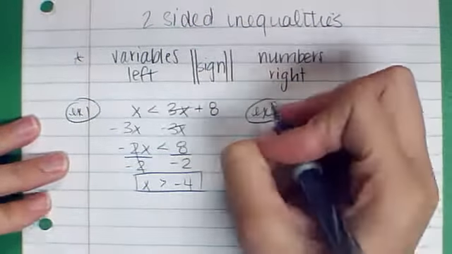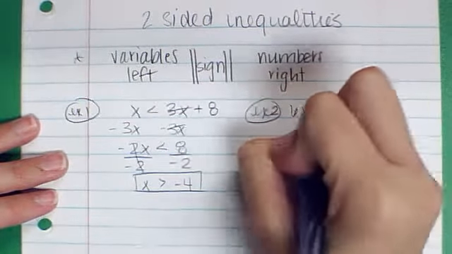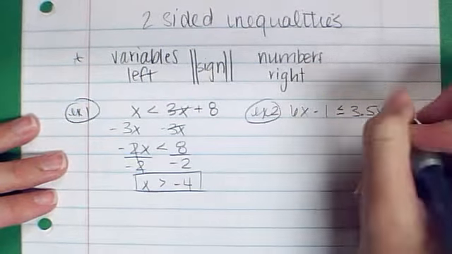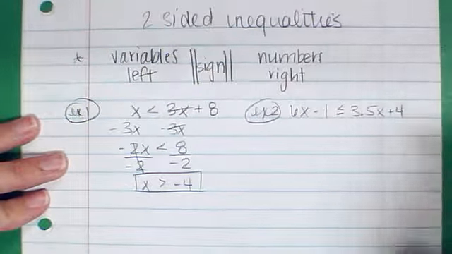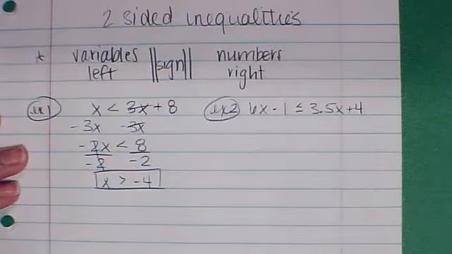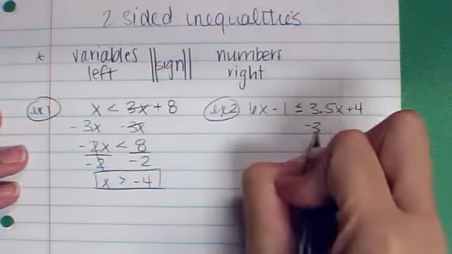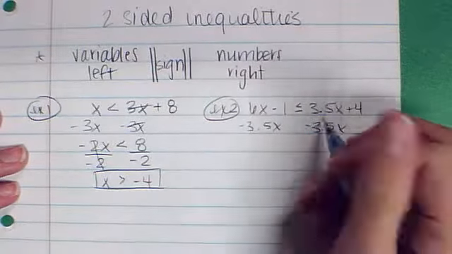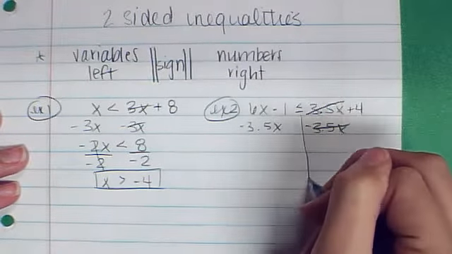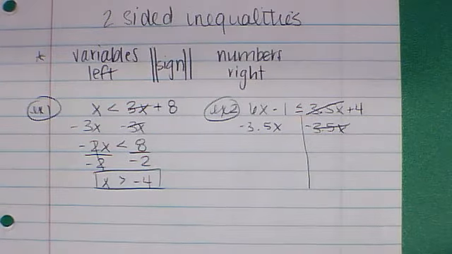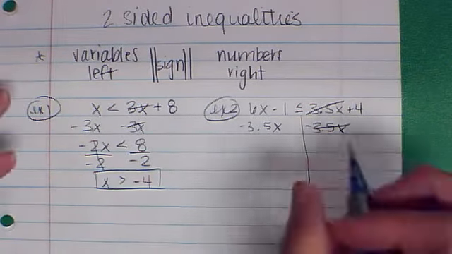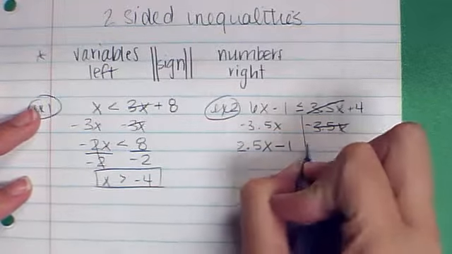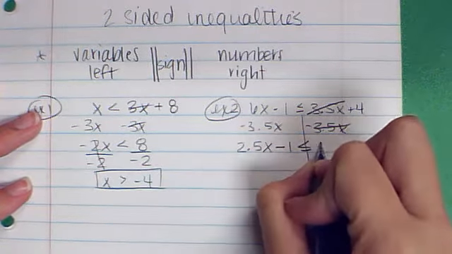Example number 2. 6x minus 1 is less than or equal to 3.5x plus 4. If we want to move things, let's move our variables left. So subtract 3.5x from both sides so that we can move it. When I say both sides, if it'll help, draw a line there so you can see what each side of the inequality is. 6 minus 3.5 is 2.5x minus 1 is less than or equal to 4.